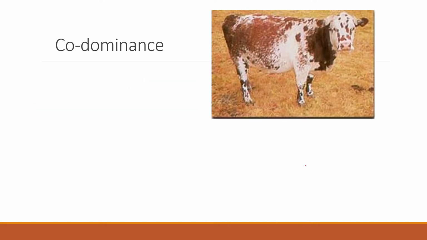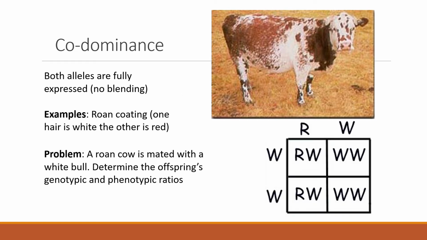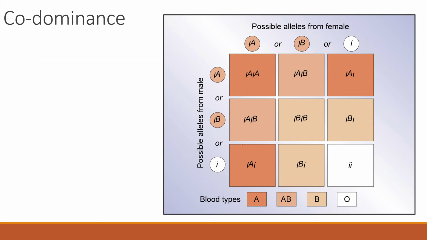And then codominance. We don't get a pink cow, we get red and white. So both alleles are fully expressed. There's no blending. We would get this here where these folks are not pink, unlike the flowers, they are roan. Both get expressed. A more common one, of course, is ABO blood grouping.